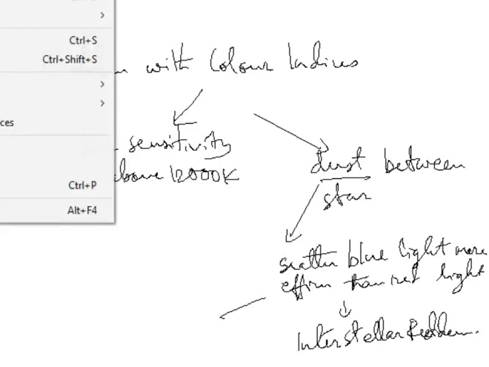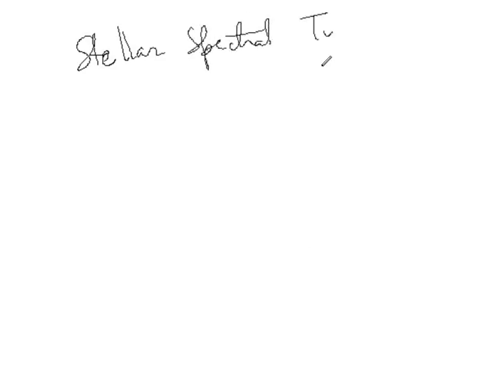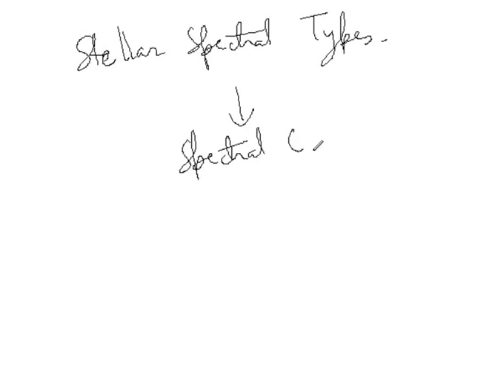And this way is basically the spectral types, or basically spectral classification. You remember I talked about it probably in the last class.